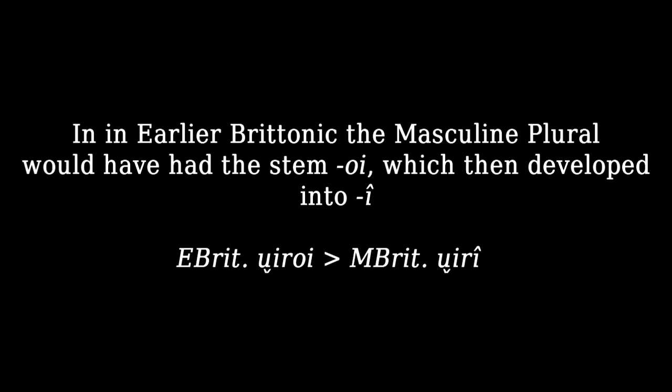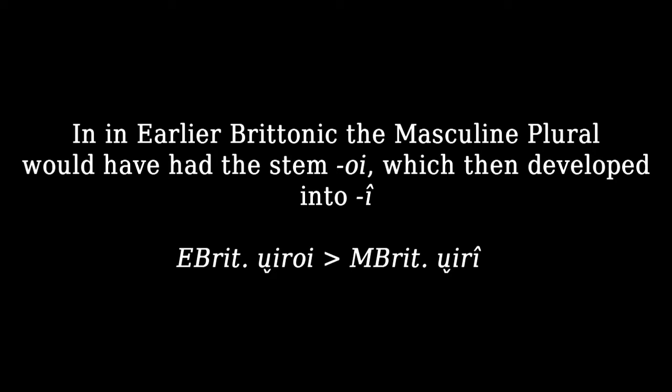I want to make a little note on the masculine plural before I finish this lesson. Now I have the masculine plural as E, but before it became E, it would have been oi. So in older Brittonic, in early Brittonic, the word for men would have been wiroi, not wiri. Now if you want to speak in an older version of Brittonic, you are welcome to use wiroi.